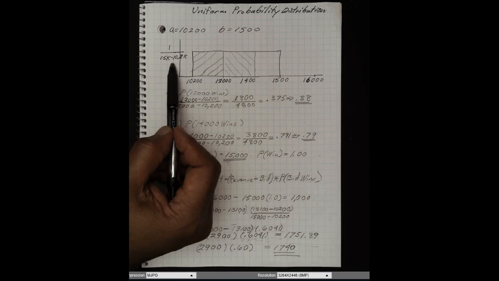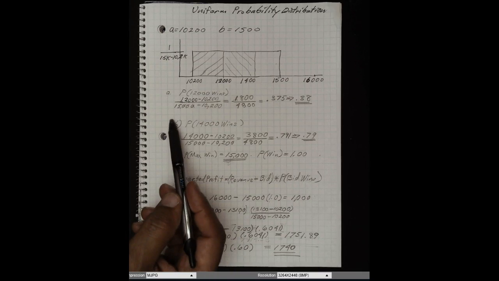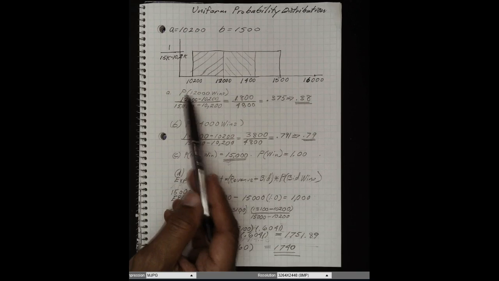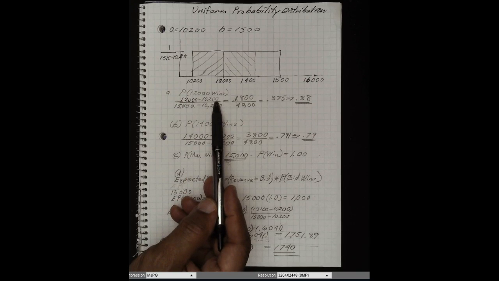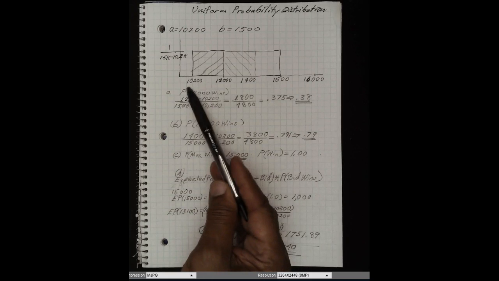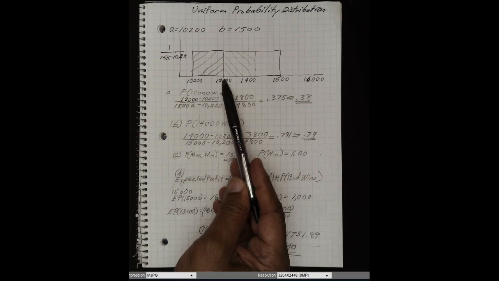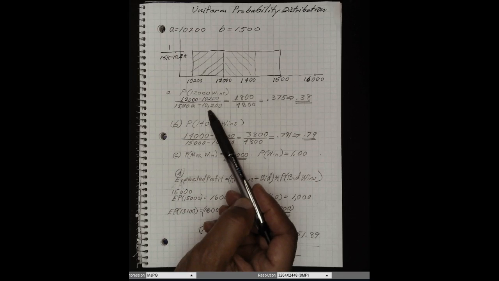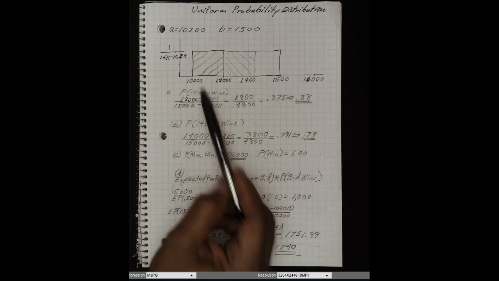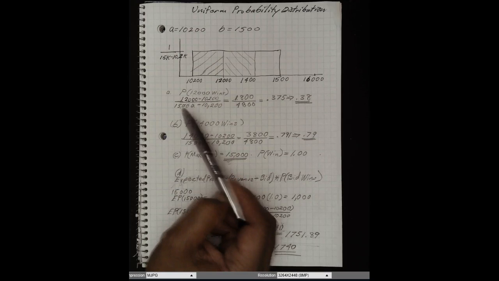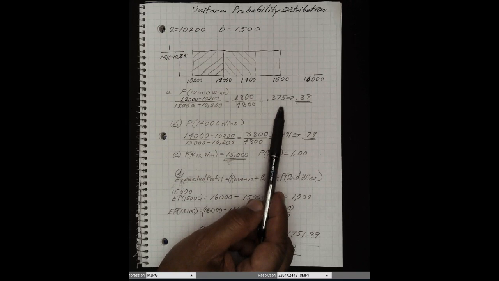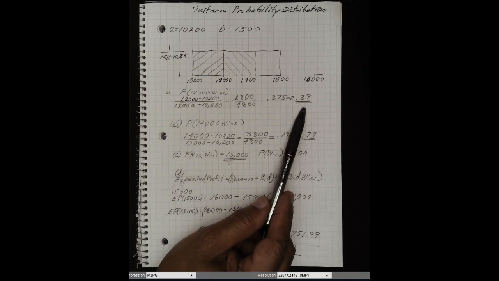It's that ratio. So in the first case, the probability that 12,000 will win is the 12,000 minus the minimum, which is the length of that rectangle, divided by the 15,000 minus 10,200, which is the height, or 1 over the height, 1 over that ratio. 1,800 over 4,800 gives you 0.375. Rounded to 2 decimal places, 0.38.